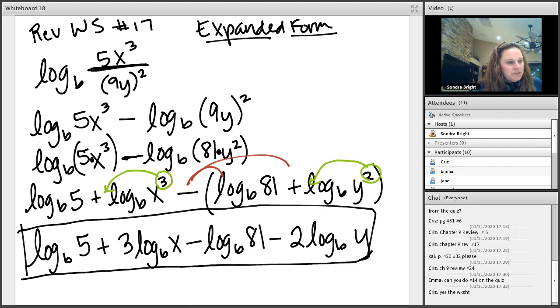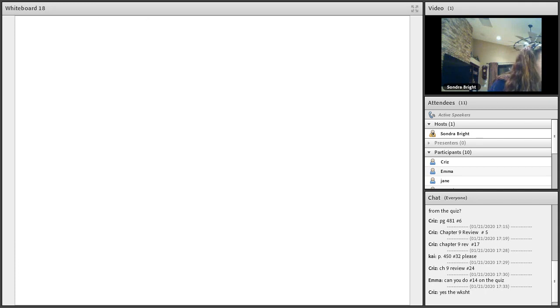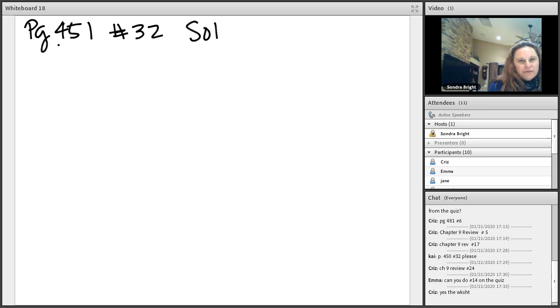Okay, so that was 17 on the review, page 450, number 32. All right, whoops, it actually ends up being on page 451, number 32, and it tells you solve the exponential equation that is e to the power of 4x minus 1 is equal to 1.